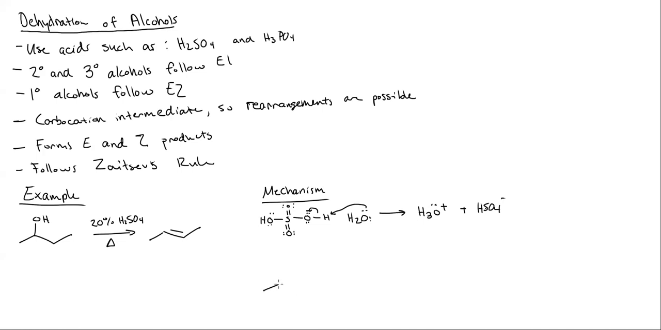The actual mechanism is going to look something like this. My alcohol here is going to get protonated by hydronium. Hydronium is an acid, so it's going to act as an acid, and this alcohol is going to be acting as a base. This alcohol acts as a Bronsted base. It's going to take a hydrogen off the hydronium, and then these electrons are going to go onto that oxygen. All right.